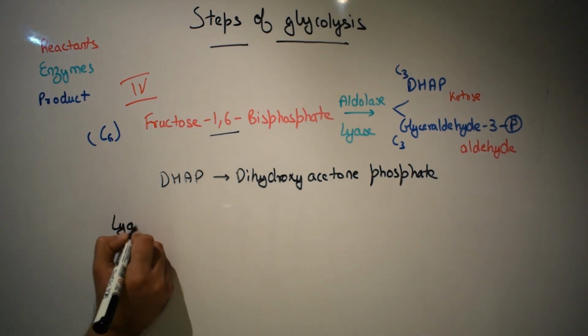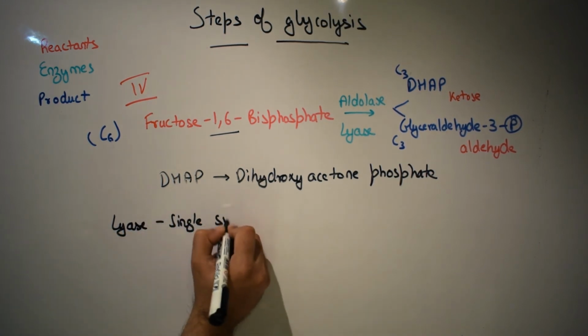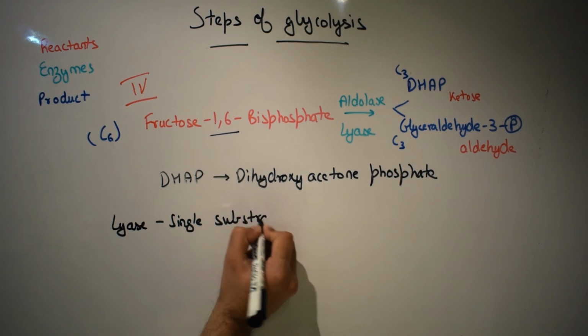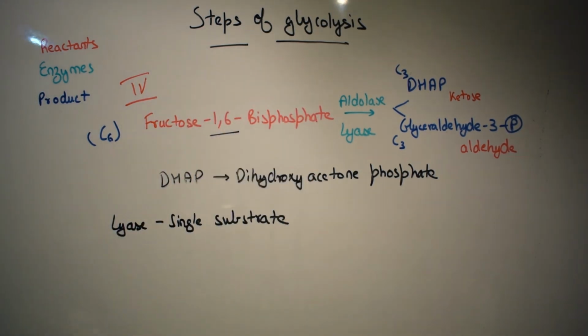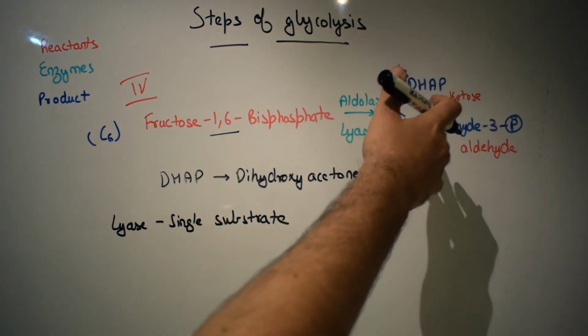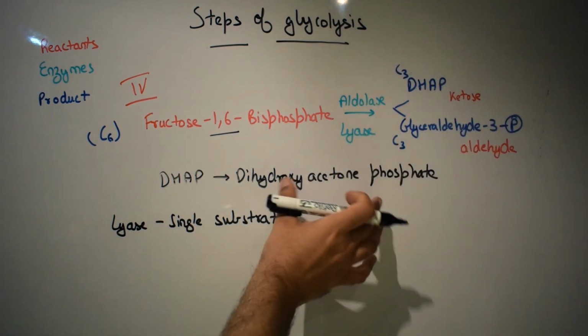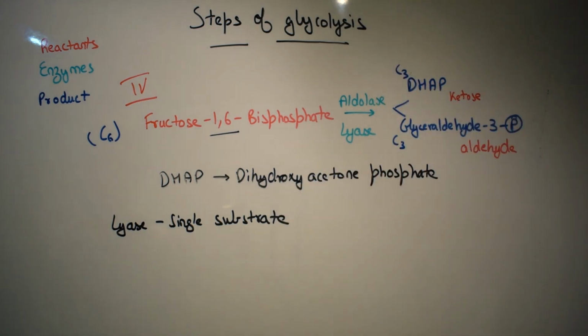As I have talked about earlier, lyases are for the breakdown of larger molecules into smaller molecules. Lyases only use a single substrate. As you can see here, the single substrate is fructose 1,6-bisphosphate, which breaks down by the action of lyase into two products, DHAP, dihydroxyacetone phosphate, and glyceraldehyde 3-phosphate.